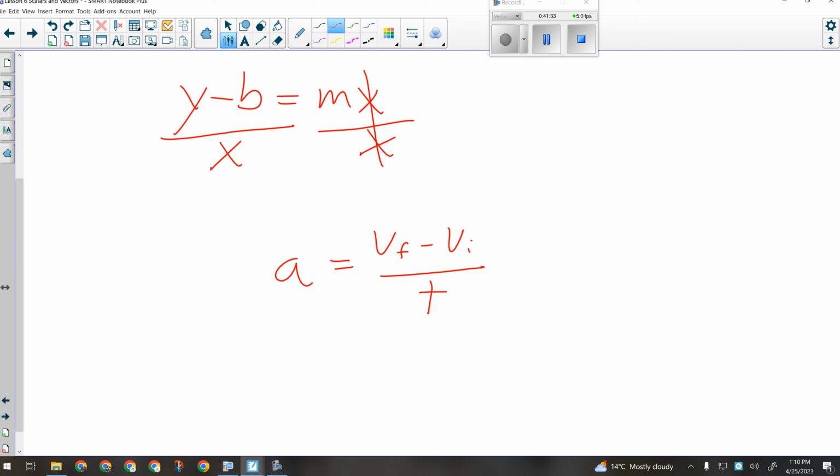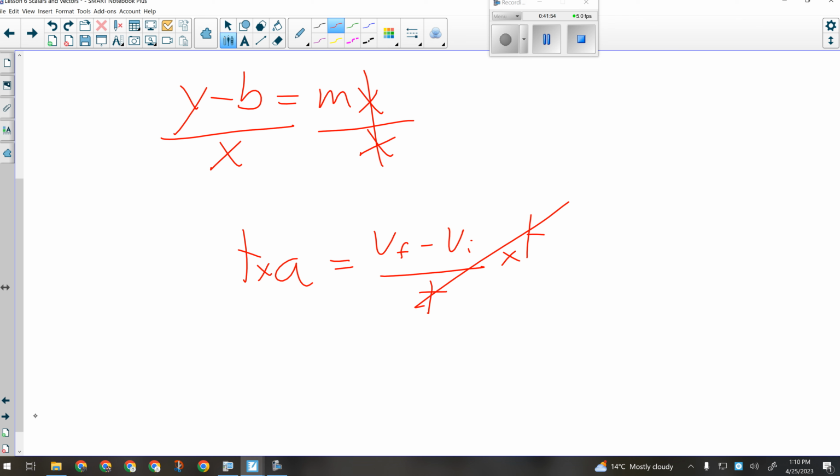Okay, so I should move T first because it's not attached to VF. How do I move T? I'm dividing by T right now, so I should multiply. T goes away on that side, and T comes over to this side because what I do to one, I do to the other.